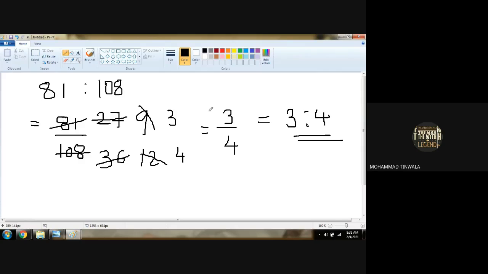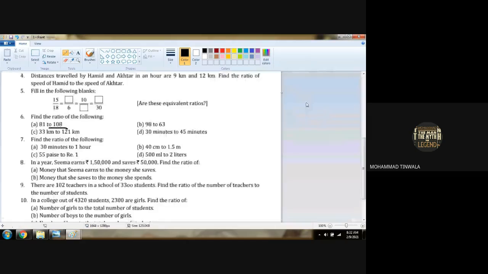What did we get in 81? We got 3. What did we get in 108? We got 4, by dividing numerator and denominator. So 3 upon 4. We have to place according to this ratio. 81 is to 108 is the base ratio of 3 is to 4. Understood? Chalo, question number 7.